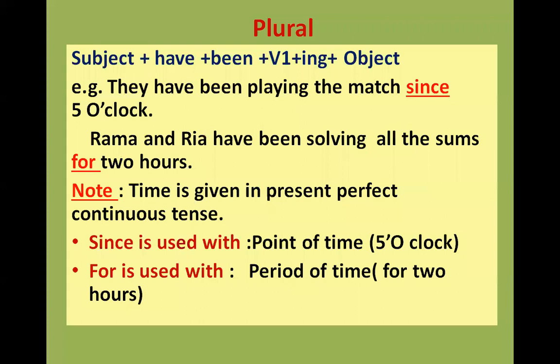Next is in case of plural. Subject have been V1 ing and the object. So they have been playing the match since 5 o'clock. Rama and Ria have been solving all the sums for 2 hours. So again, just to remind you, the time is given in present perfect continuous tense. Since is used with a point of time, like 5 o'clock, morning, evening. For is used with a period of time, 2 hours, 1 week, 1 year, that way. Okay, students?